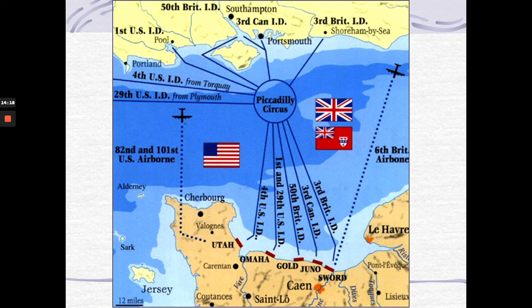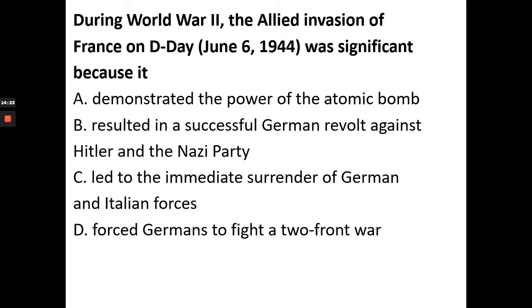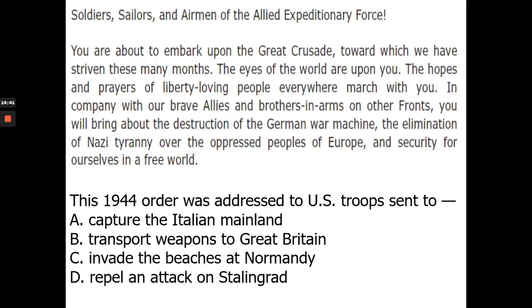And here's a map of the D-Day Normandy invasion. All right, so here's a question. During World War II, the Allied invasion of France on D-Day was significant because it did what? Hit pause. The answer is D. If I went too fast, it's because you didn't pause. Okay? This was an EOC question. Okay? So hit pause and read it.